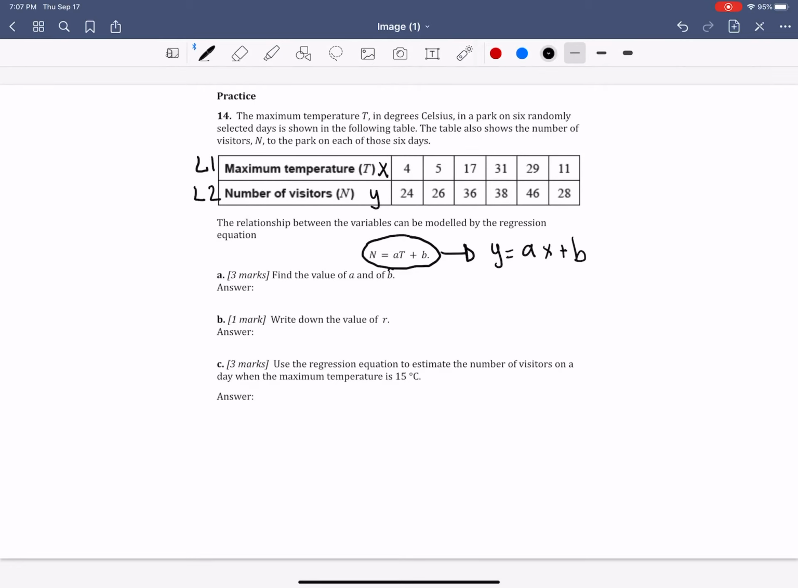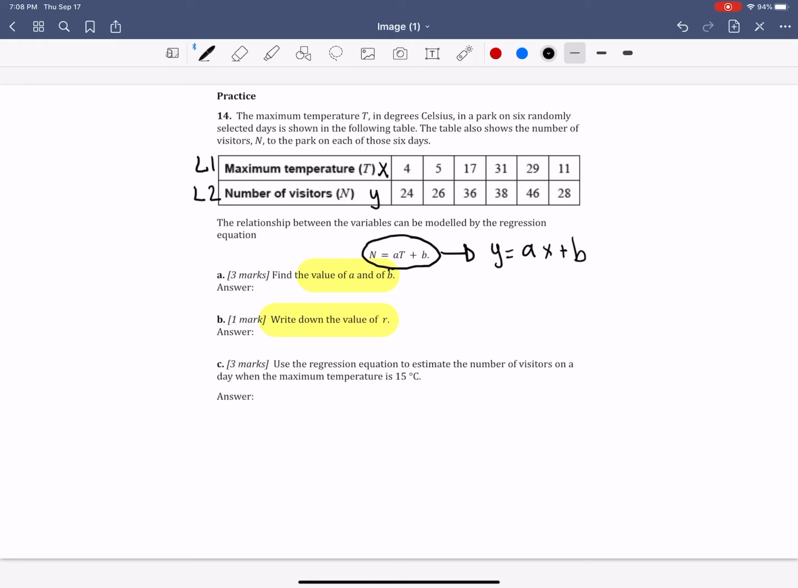In the last video, I showed you how to insert your L1 and your L2 in your calculator. Today, I'm going to show you how to find your regression line and your correlation. So if you look at question 1, they want us to find the value of A and B, and also write down the value of R. So I'm going to be doing those two things.